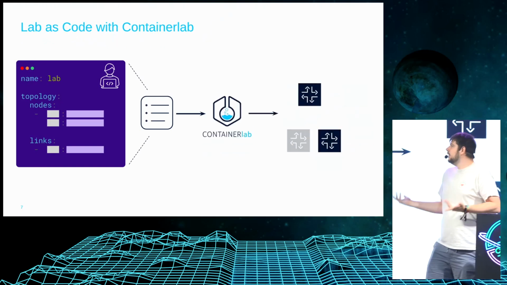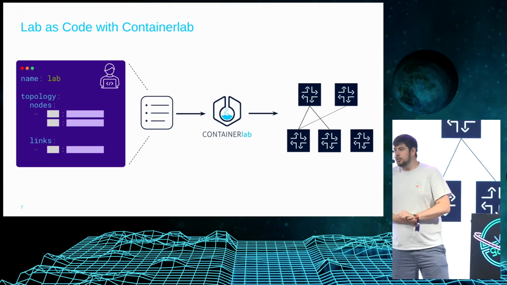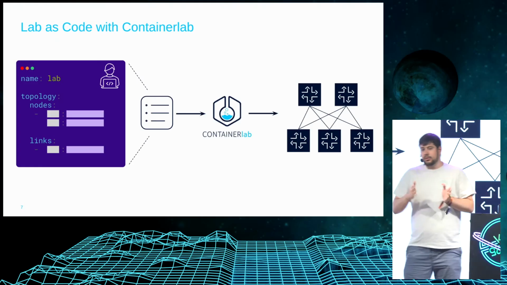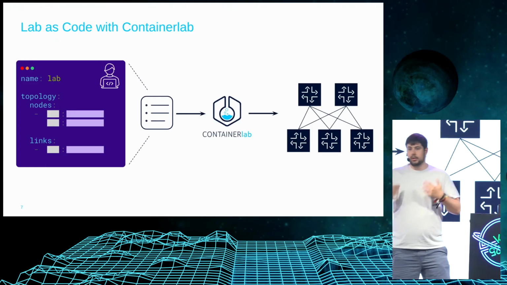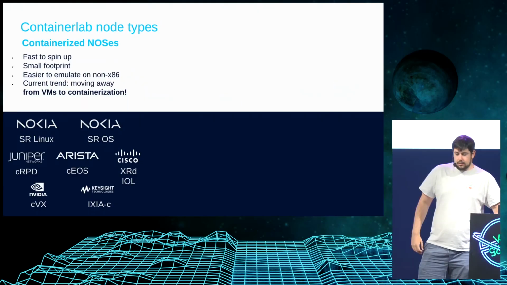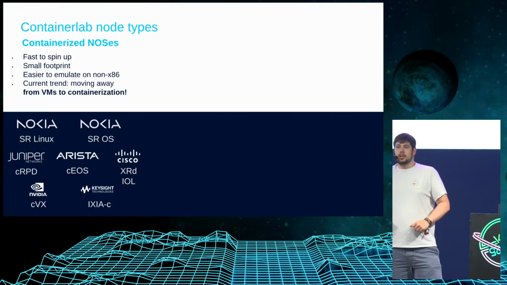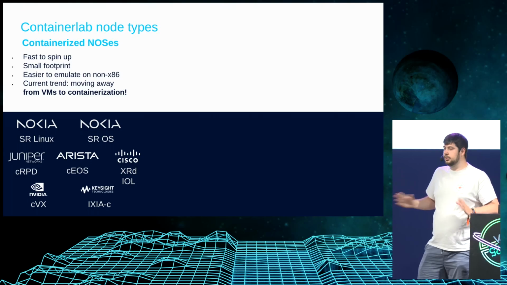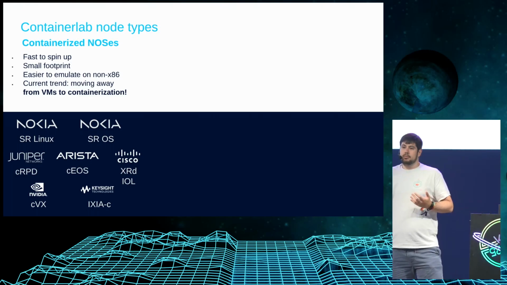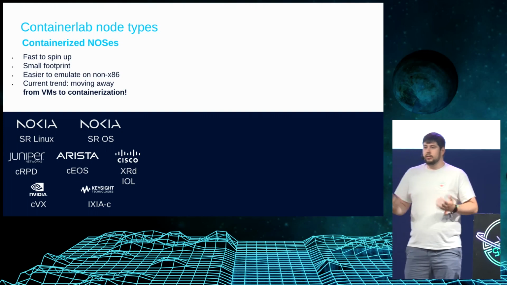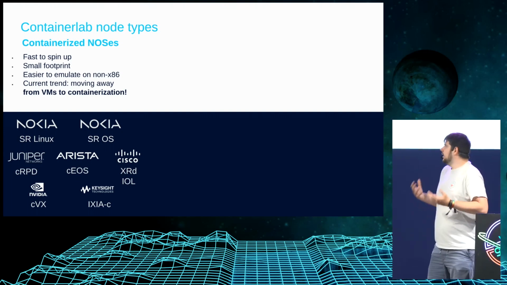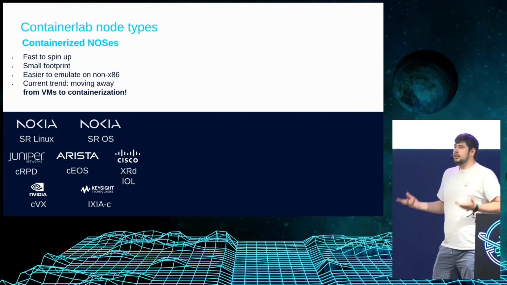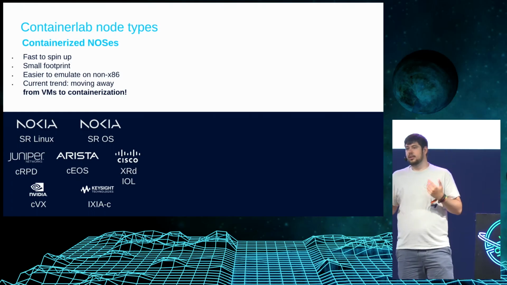And so the thing is, we use this approach because we don't want the user to deal with the how, but focus on the what. What do you want to model? What do you want to lab with? And Container Lab supports containerized network OSs, like the OSs that run on those big boxes, but containerized. They generally have a much smaller resource footprint, and they have quicker startup times than the virtualized equivalents. And they are easier to emulate on non-x86 systems as well.